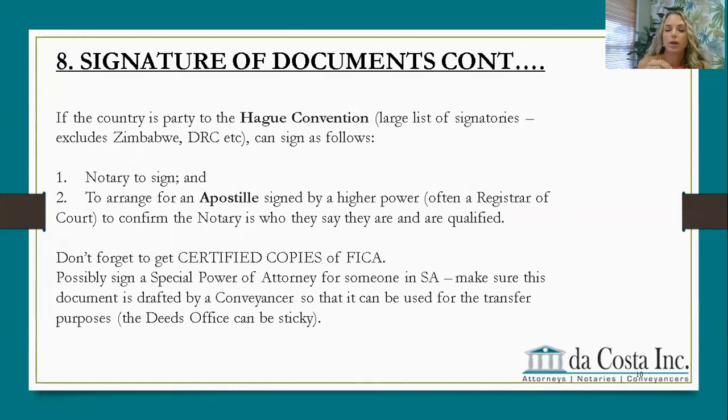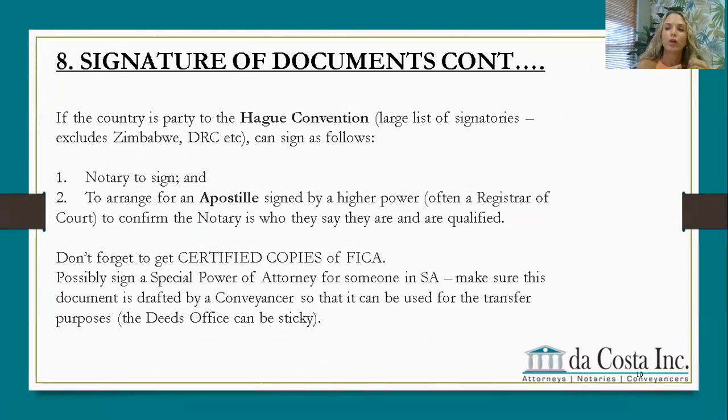If the country where they are staying and want to sign is party to the Hague Convention, the Hague Convention is basically a whole lot of countries that got together to deal with things. So delinquent countries generally aren't part of that, like the DRC, Zimbabwe, etc. But if they are, then they can sign in a certain way where they go to a notary to sign, and then that notary, instead of getting a notarial authentication certificate, gets an apostille from a higher power, usually the equivalent of a registrar of courts, and that again confirms who the notary is and that they are qualified to do what they need to do.